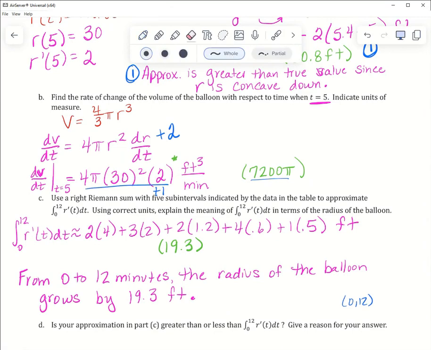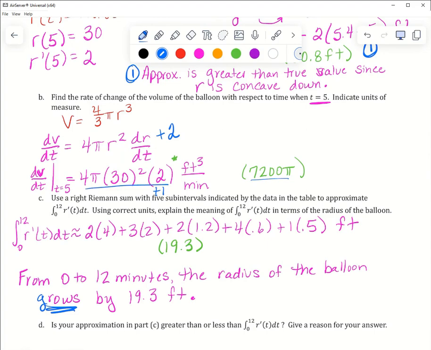Now, some people said the total amount of the radius is 19.3. You don't know that. What if somebody walked up as they were blowing up the balloon already? You don't know that the radius at 0 was 0. So remember, the integral accumulates the change. That's why the words "grows" or "expanded by that much in that time" were the important words there.